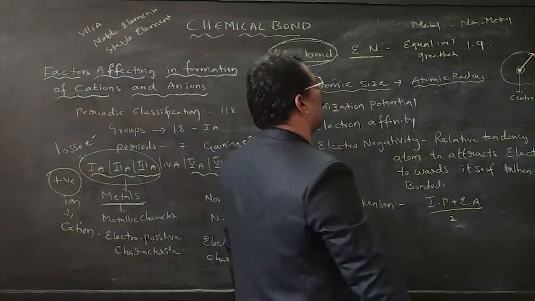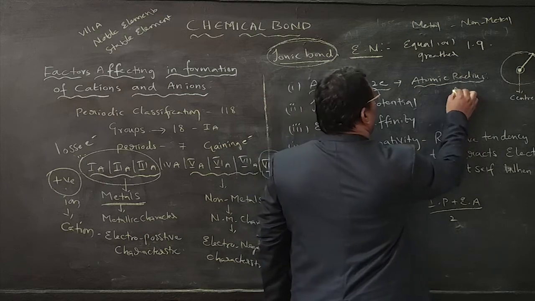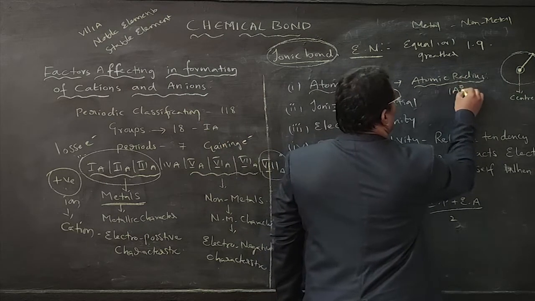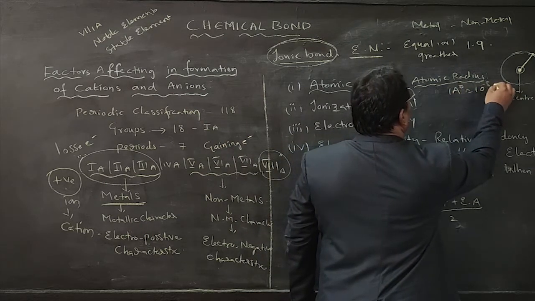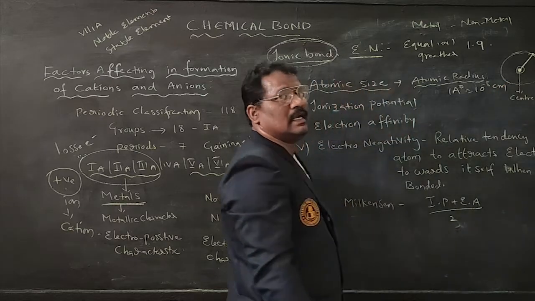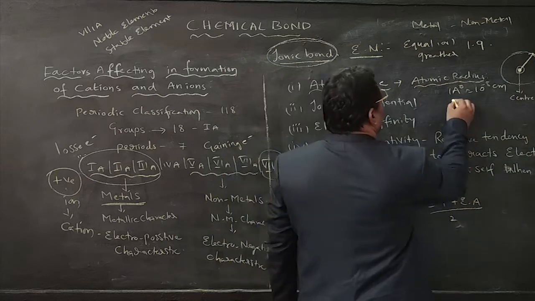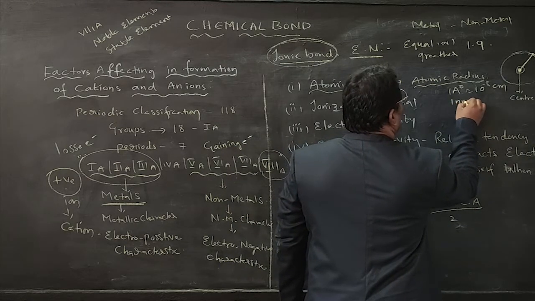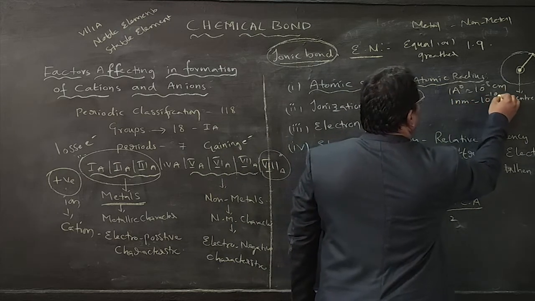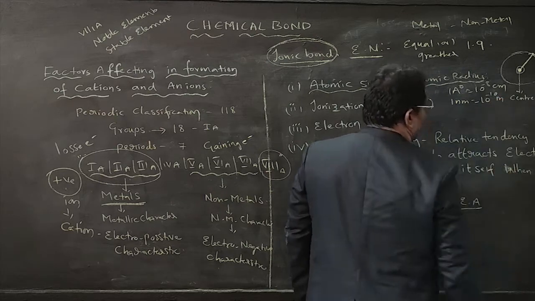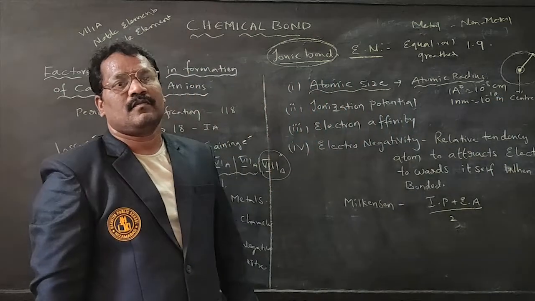It can be measured by one unit called as Angstrom unit. 1 Angstrom unit is equal to 10 to the power of -8 centimeter. Or it can also be measured in nanometer. 1 nanometer is equal to 10 to the power of -9 meter.